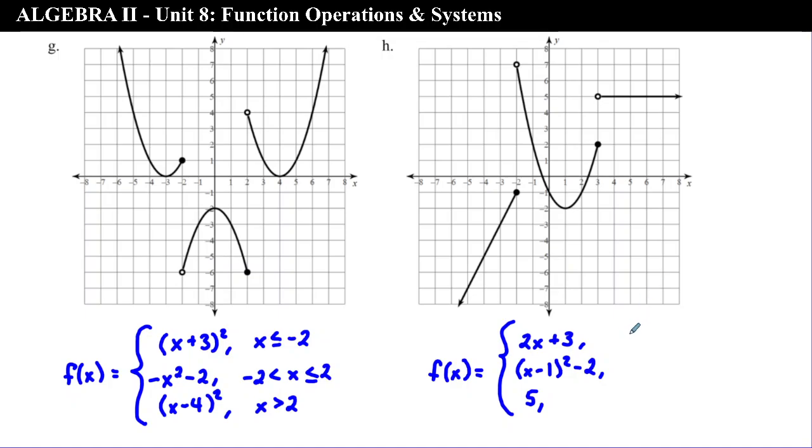And so for our domains, this is when x is less than or equal to negative 2. This is when x is between negative 2 and 3, but we include the 3 because of the solid dot there. And then when x is greater than 3, that gives us the constant function. So it's all a matter of just taking the pieces. You know how to identify these things. You know how to write equations from these things individually. You just put it all together into a piecewise.